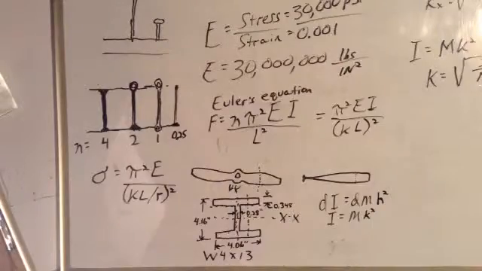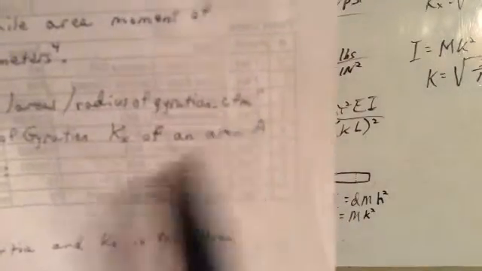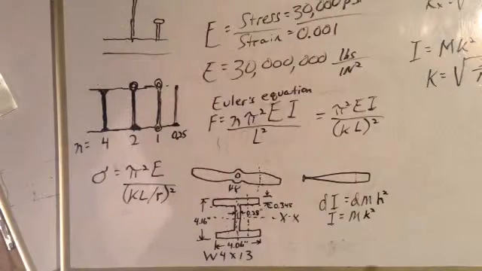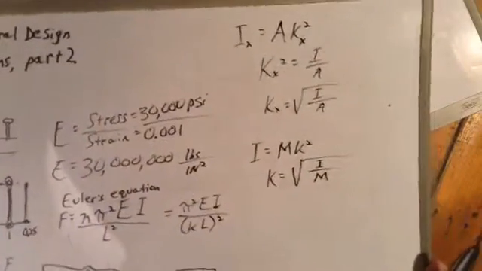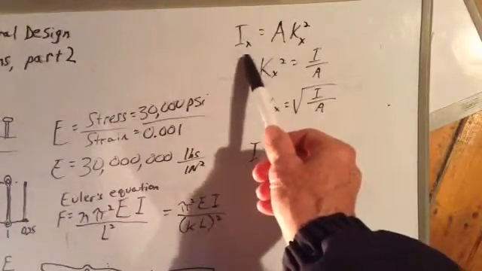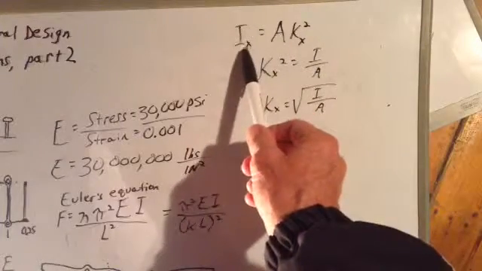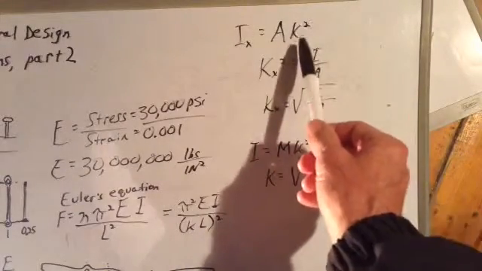Okay, at the website efunda.com/math/areas/radiusofgyration.cfm, we can see that the area radius of gyration, k_x they call it, of an area A about an axis x is defined as, here we go, the area moment of inertia equals the area times the area radius of gyration squared.